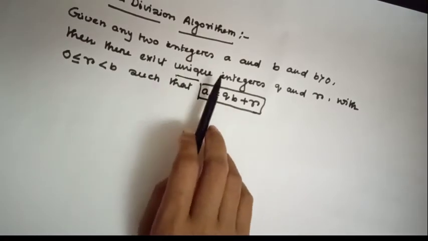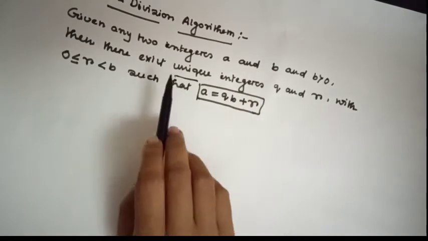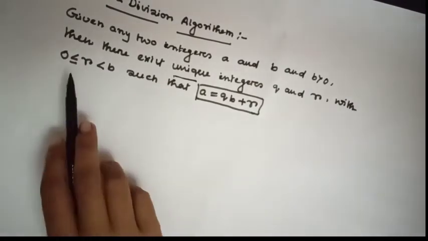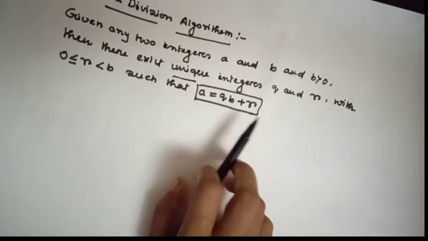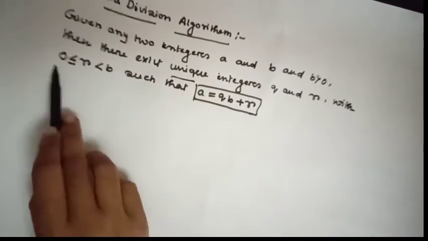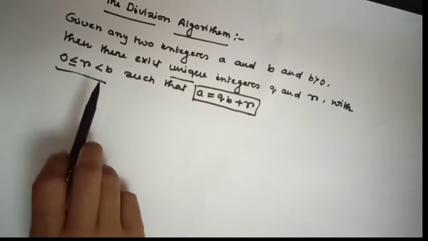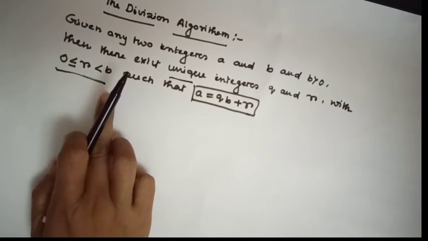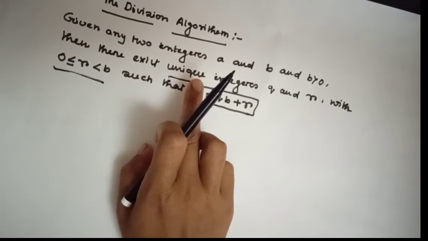Given any two integers a and b with b greater than 0, there exist unique integers q and r with 0 less than or equal to r strictly less than b such that a equals qb plus r. Here the important thing is that this remainder lies between 0 and b, but it is not allowed to be equal to b. And another important thing, this pair is unique.